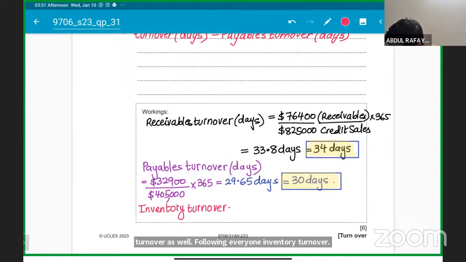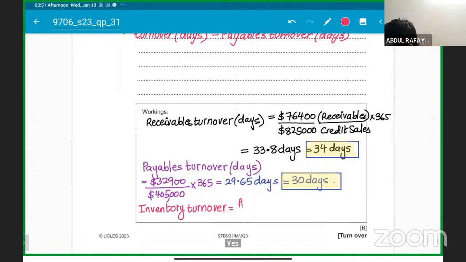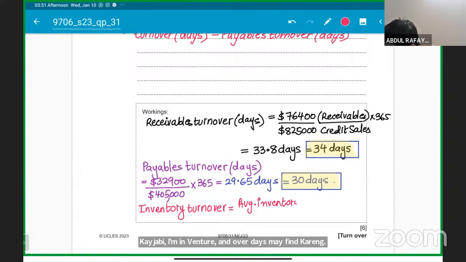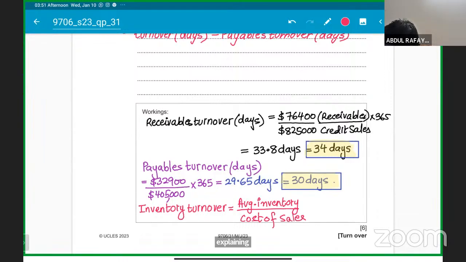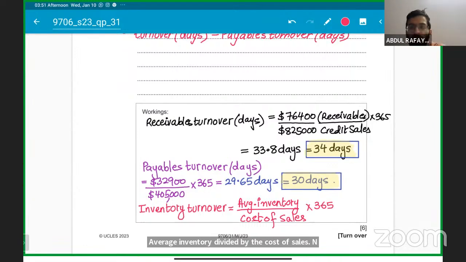Students should understand that whenever we find inventory turnover days, it will be the average inventory. I will explain what is average inventory. Although I was explaining this to IGCSE students, average inventory divided by the cost of sales into 365. Hope everyone got this, that we will have to take average inventory divided by the cost of sales into 365. Okay, everyone got it clear?